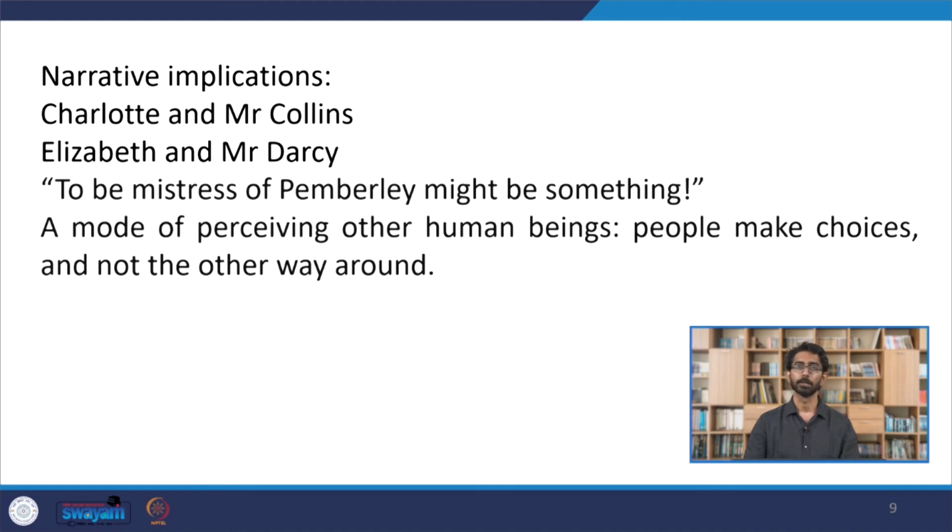In this pair as well, there is one thing that's common to Charlotte's decision to accept Mr. Collins' proposal. In both of these pairs, the male partner has a great deal of property. In fact, a great deal of property compared to the woman. And at one point, Elizabeth reflects, and this point occurs very late in her relationship with Mr. Darcy, that to be the mistress of Pemberley might be something.